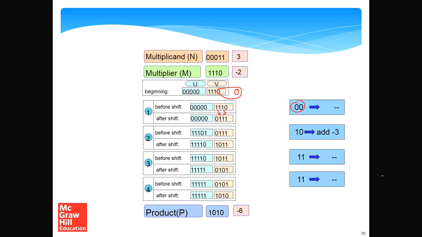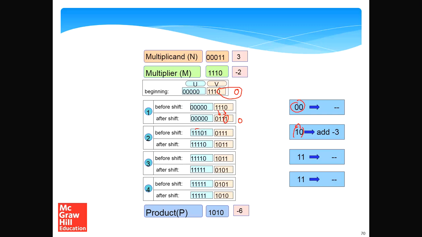Subsequently, we need to take a look at the least significant bit of V, which is the current bit 1, and the previous bit is 0. So our current bit previous bit pair is 1 0, which means that there is a transition from 0 to 1. So given a transition, what we need to do is subtract the multiplicand, in this case add minus 3. So adding minus 3 to 0000 would be the representation of minus 3 in a 5-bit system, which is 11101. Why is this the case?